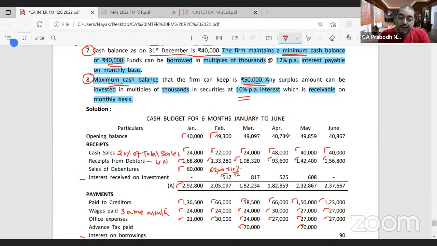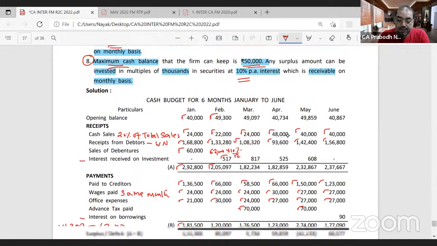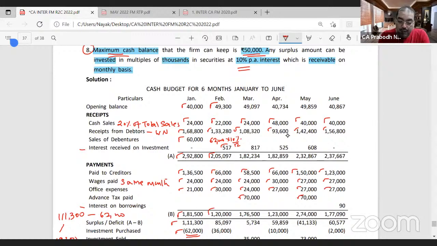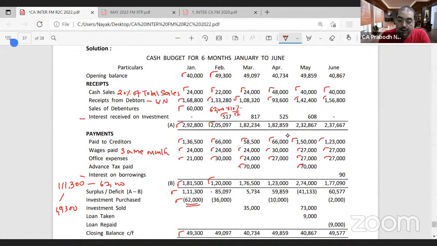After that, I will take the total. The total comes to 2,05,097. Minus that 1,20,000, I get a balance of 85,097. Again, same problem: 85,097 is more than 50,000. I require to maintain a maximum balance of 50,000, so the surplus I get is 35,097.